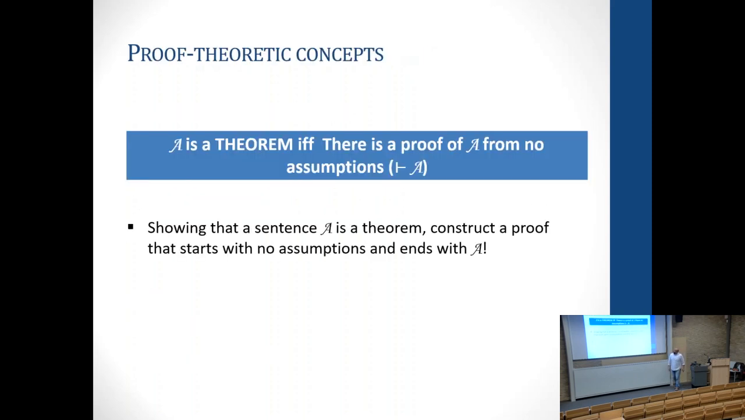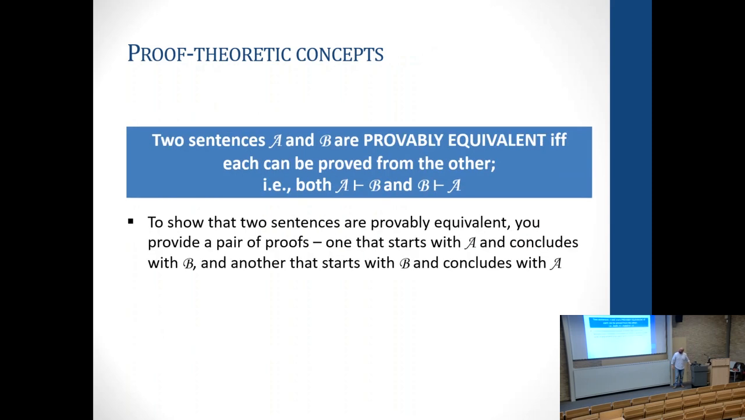So there's proving a theorem. There's also going to be the notion of provable equivalence. Just like with TFL, A and B are provably equivalent if you can assume A and derive B, and then assume B and derive A. You have to give both proofs to show that it's provably equivalent both ways. Same stuff as with TFL.